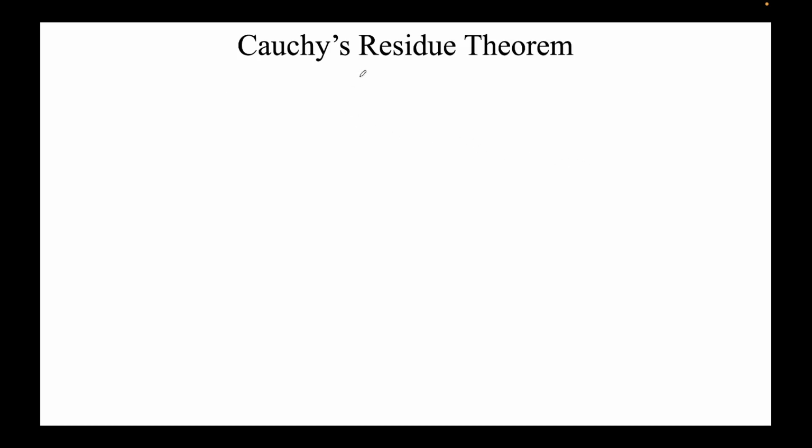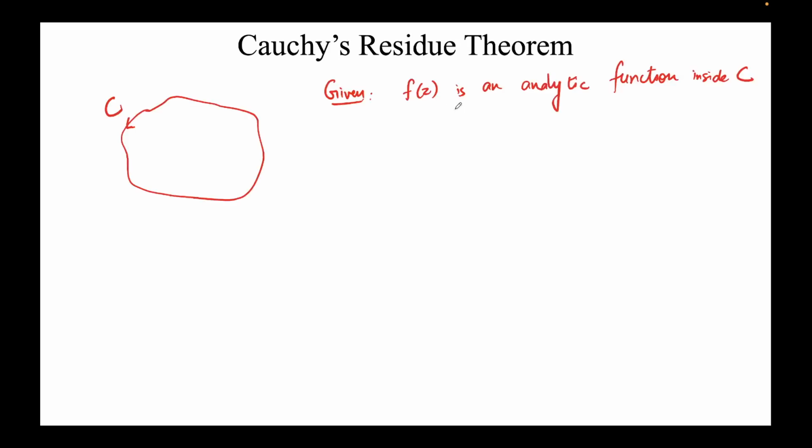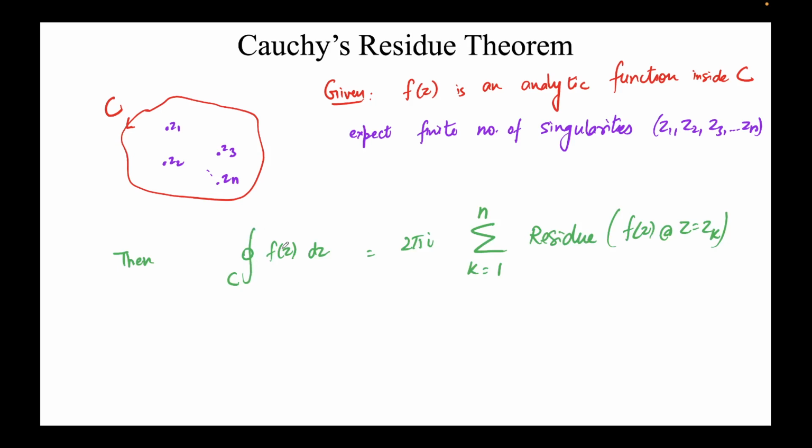But first, let's have a quick look at Cauchy's residue theorem, which can be used to evaluate integrals of the kind that we see in the question. The theorem states that if we are given an analytic function f(z), analytic inside this contour C except at a finite number of points, which we call singularities, so f(z) is analytic at all the points except for these n purple points. Then the integral of this function f(z) over this closed contour C is given by 2 pi i times the sum of all the residues evaluated at the singularity points.